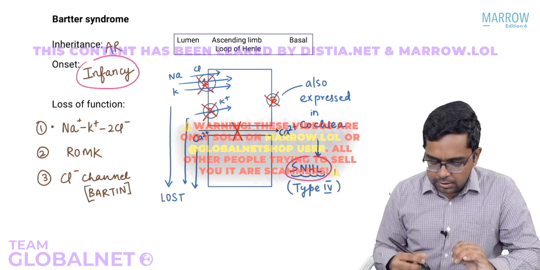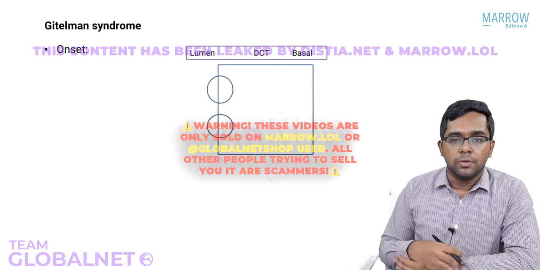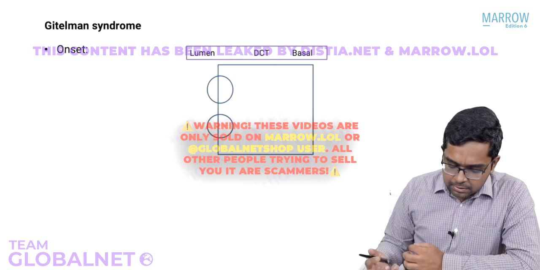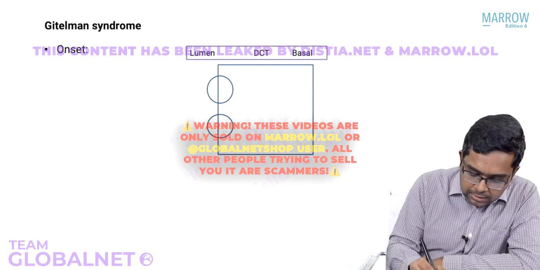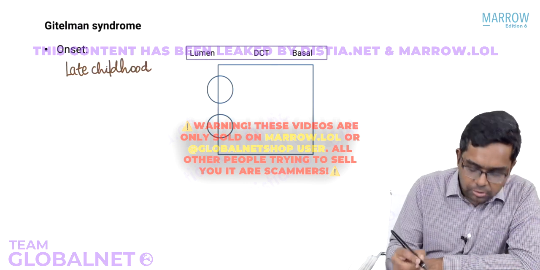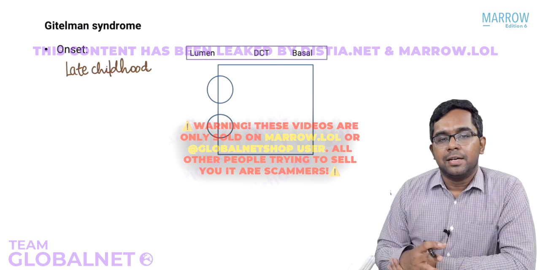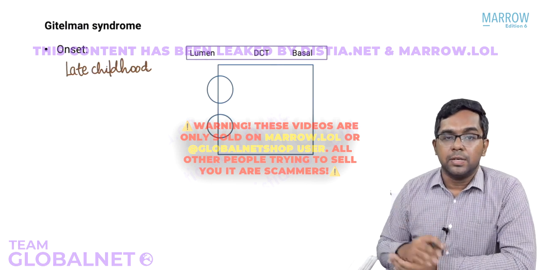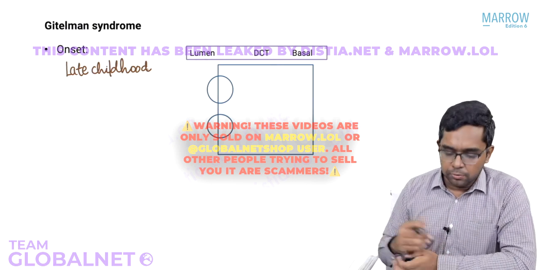The next one I am going to discuss is Gitelman syndrome. In Gitelman syndrome, please remember that the onset is in late childhood. Make a note of it. It is not at a young age like Bartter syndrome. It is usually late childhood, say 8 or 10 years, or in the adolescent period only. It's not in young children.